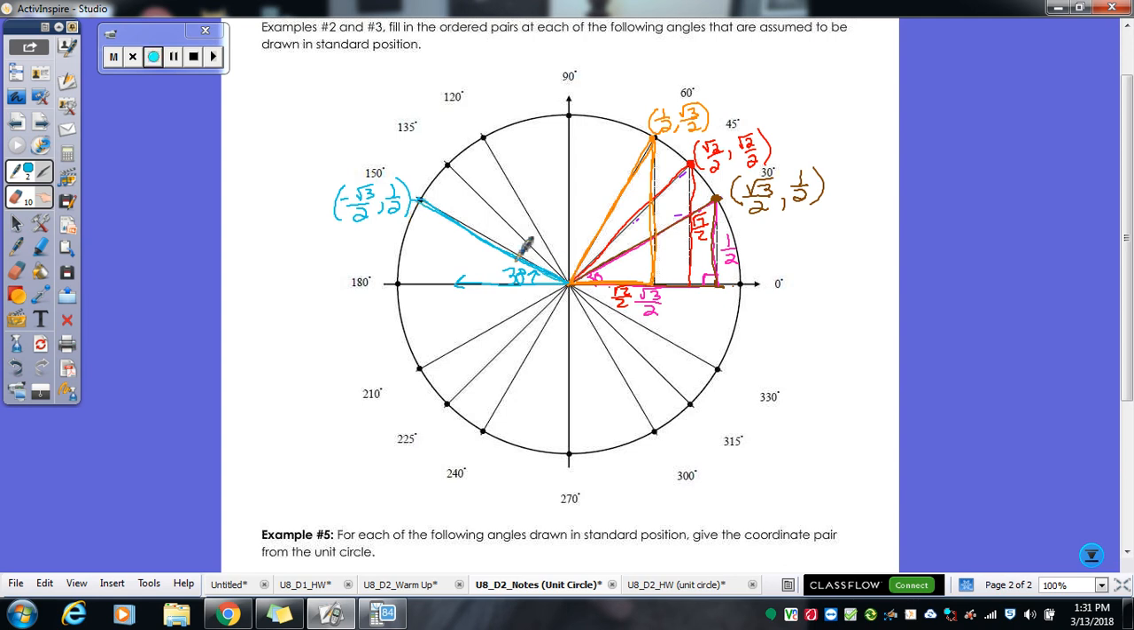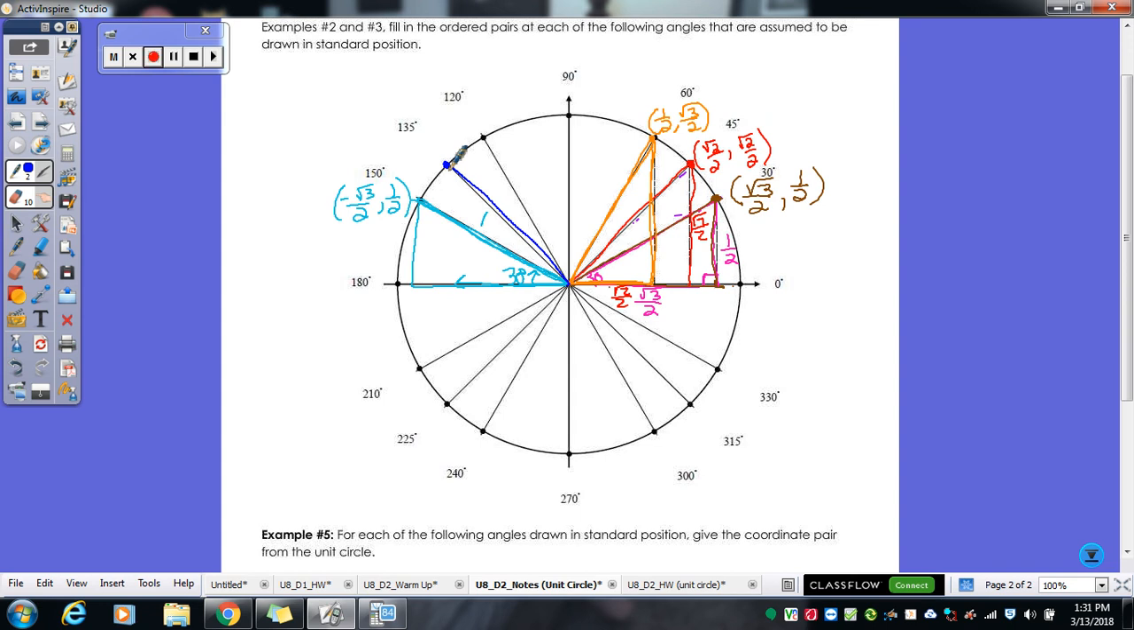This side here is your hypotenuse. That's still a 1. That angle is a 30, right? So then this 135, which one is that going to mimic? Why is it a negative all the time? Because you're going to the second quadrant, your x is negative there.